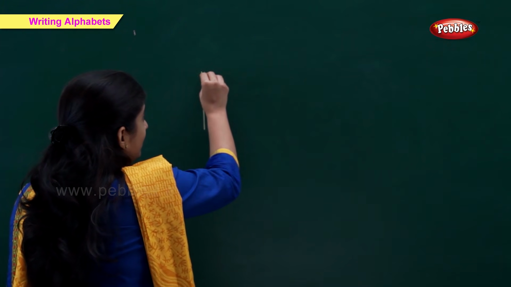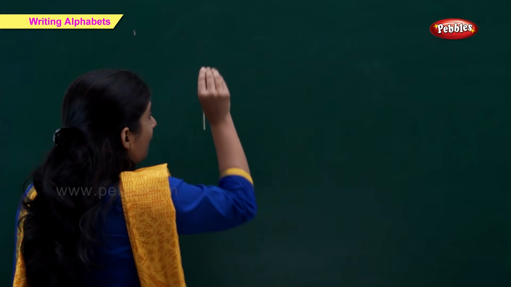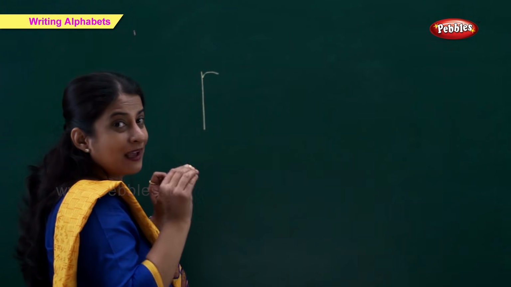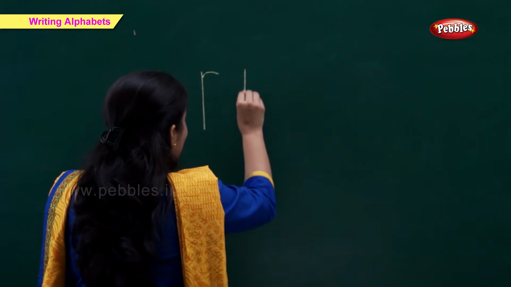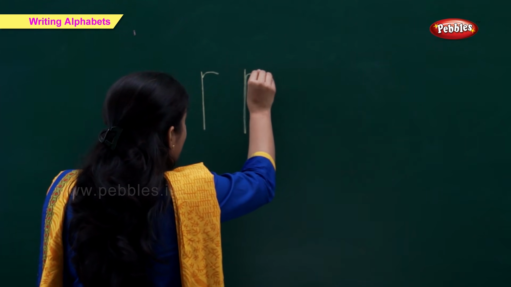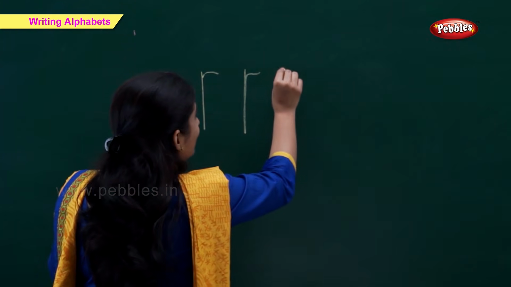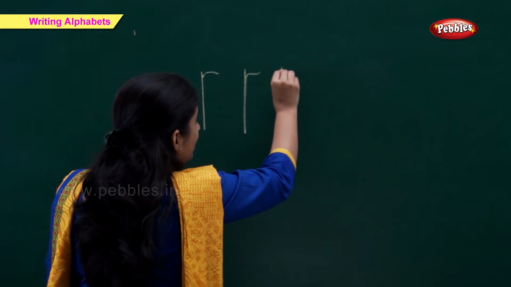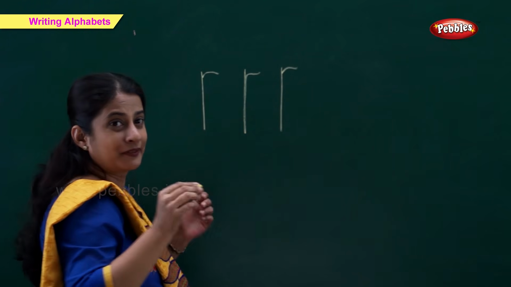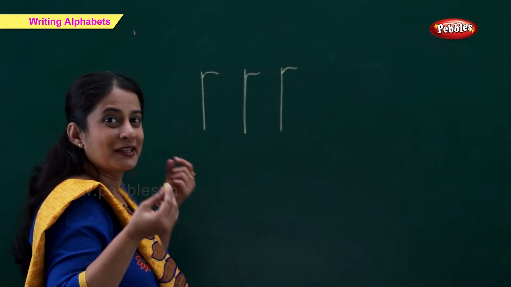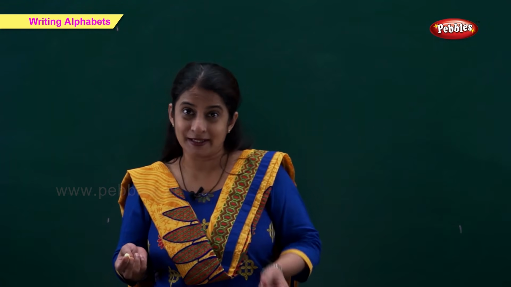Now we are going to write R. Small r. Standing line with a small curve makes R. Standing line with a small curve makes R. Standing line with a small curve makes R. Small r.